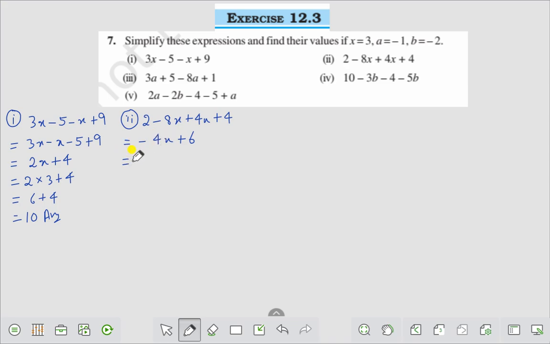That will get minus 4 into 3 plus 6. Therefore 3 4 is 12, minus 12 plus 6. Therefore we get the value as minus 6. This is the answer of question number 2. Minus 12 plus 6, that is minus 6.